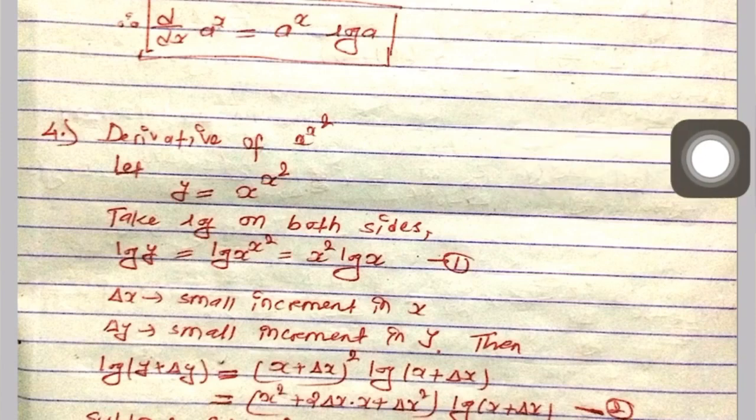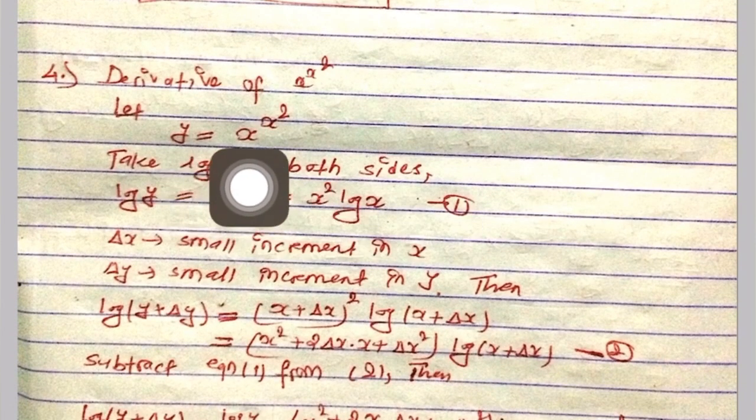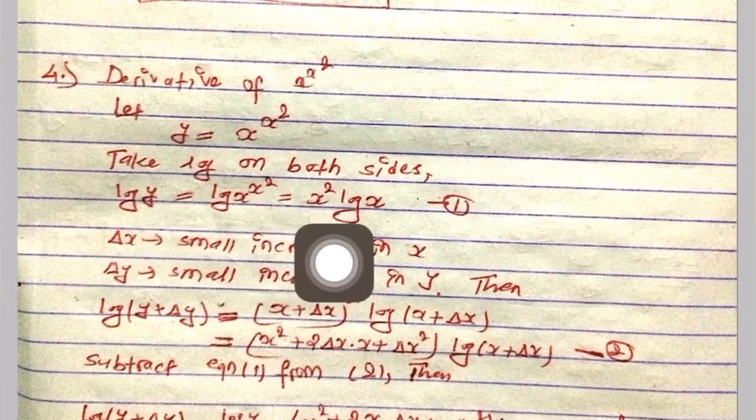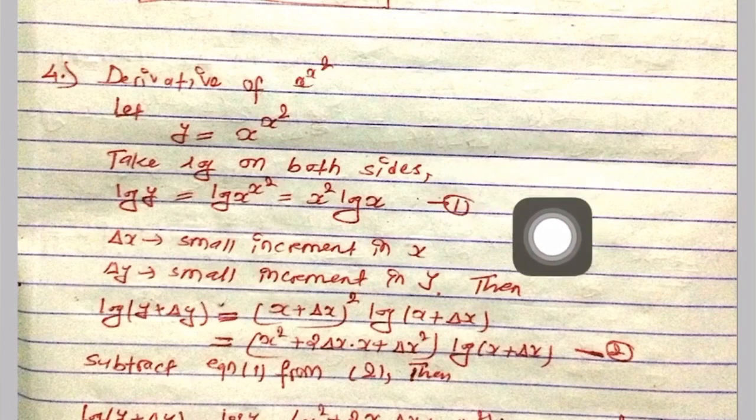This is x to the power x squared. This is a little bit complex one. So to find out the derivative of this function, let's consider y is equal to x to the power x squared and take log on both sides. We get log y is equal to x squared times log x. Let this be equation 1.